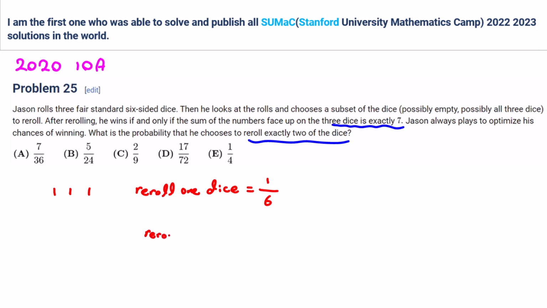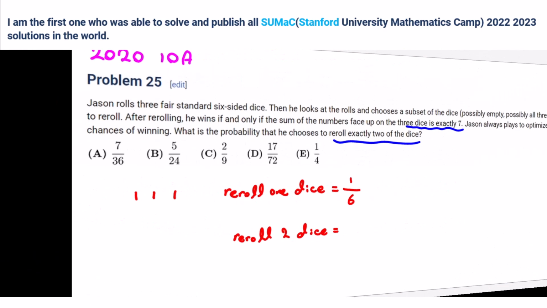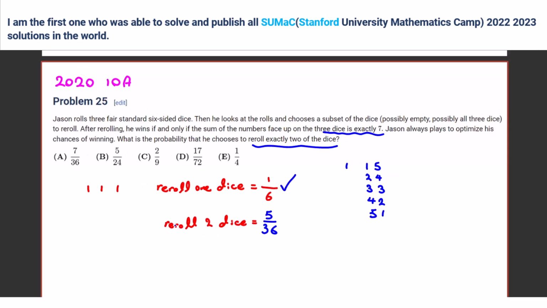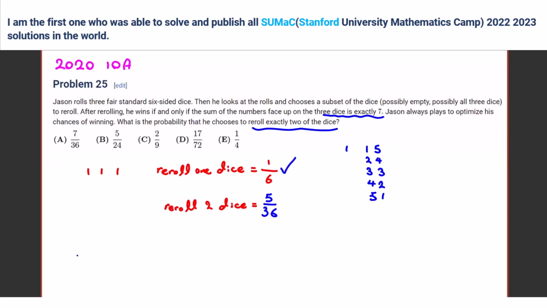If we reroll 2 dice, then the probability to reach 7 is what? So 1, 5; 2, 4; 3, 3; 4, 2; 5, 1. So 5 in 36. So not enough. Which one is better, 2 or 1? 1 dice is better. So, like this, we should check some examples to understand how it works.